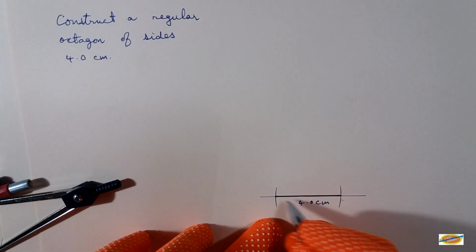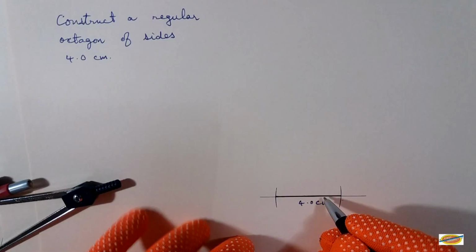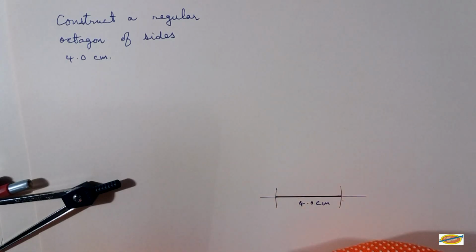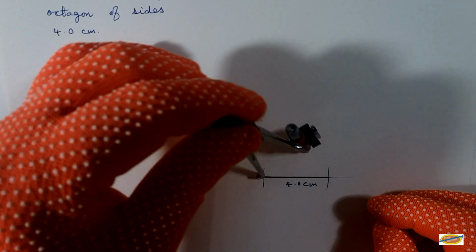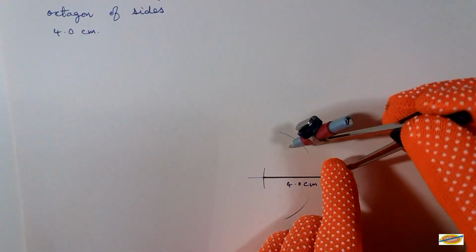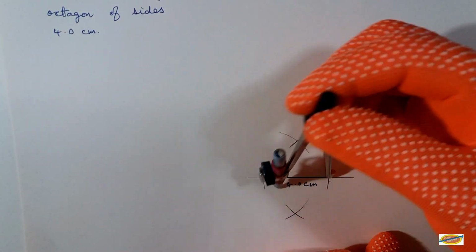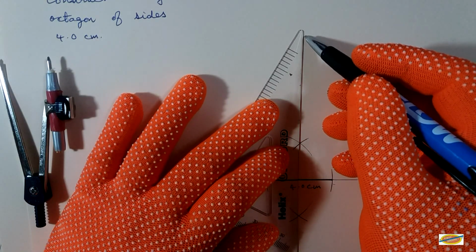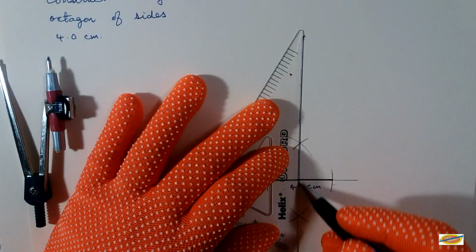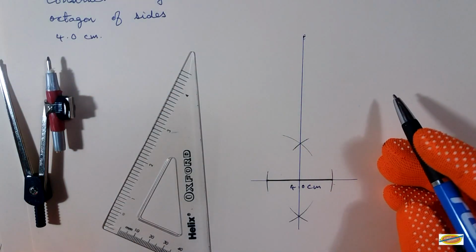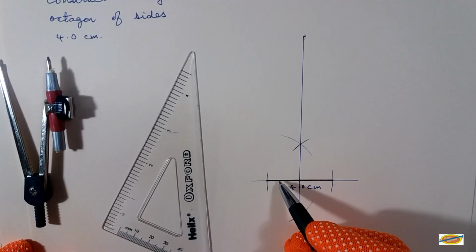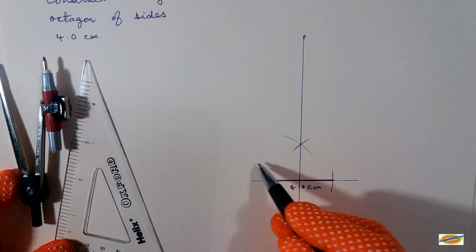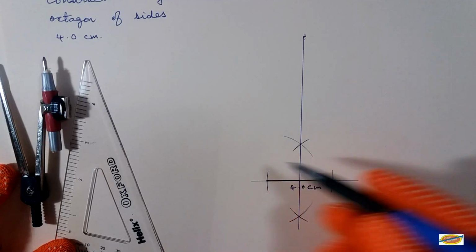4.0 centimeters, and that's the base of the octagon. Next, we want to construct a perpendicular bisector here. And now you draw a construction line here. It's a very thin line. At this end, we will construct 135 degrees, then bisect it to get 67.5.